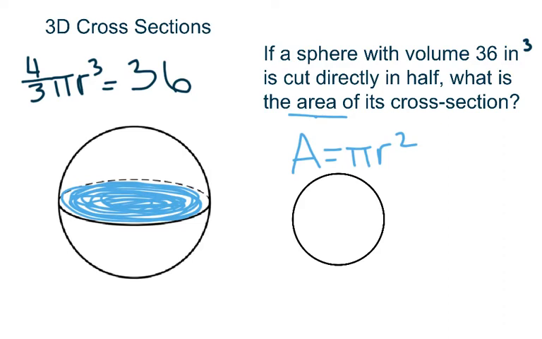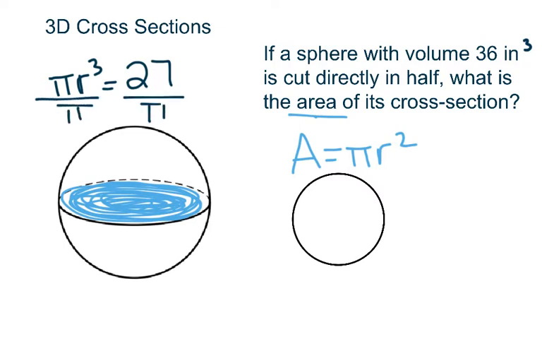Alright, so I'm going to get rid of this 4/3 by dividing both sides by 4/3. You can do that in your calculator, just make sure you put 4/3 in parentheses. So now I'm going to change it to 27. We got rid of the 4/3, and now I also need to get rid of the pi. I'm going to do that by dividing both sides by pi.